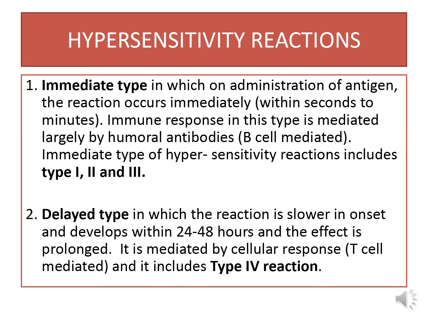So again, hypersensitivity reactions. The first reaction, you must know all these reactions. Immediate type, in which an administration of antigen, the reaction occurs immediately within seconds to minutes. Immune response in this type is mediated largely by humoral antibodies, and you know these are produced by B cells or plasma cells. Immediate type of hypersensitivity reactions includes type 1, 2, and 3.